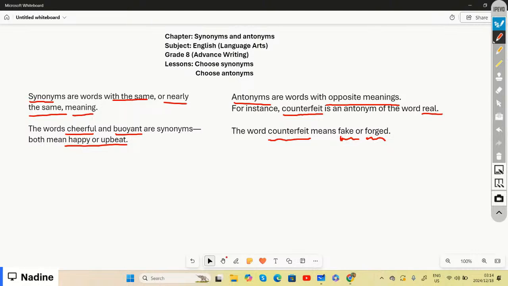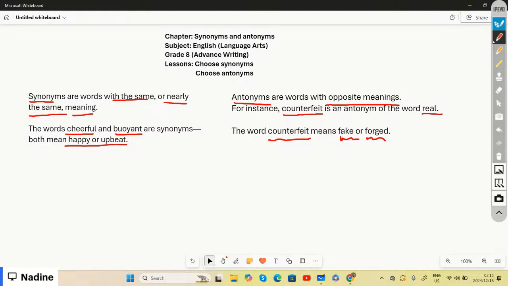So now we're going to identify some synonyms and we're going to identify antonyms. You're first going to identify some synonyms. So I'm going to write down a few words, just basic words, and then you're going to try and identify the word that is the same as or almost the same as that word.